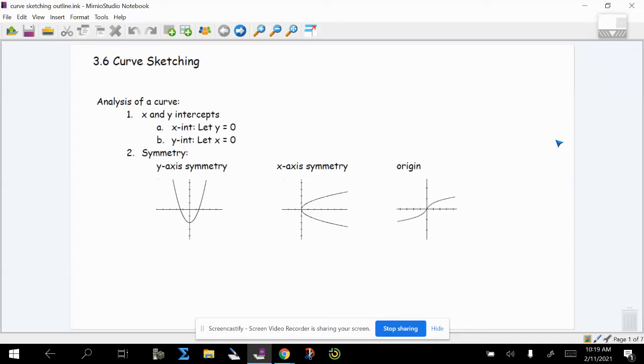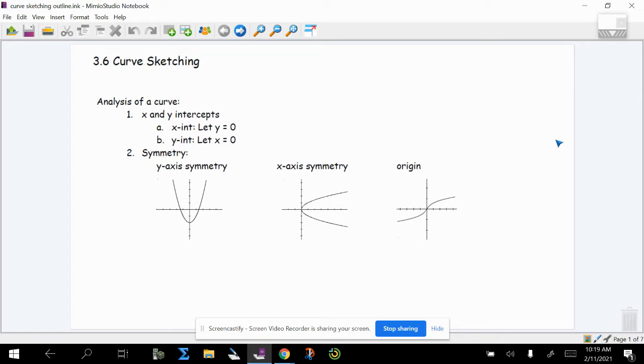3.6 is the section that culminates what we've done in this chapter with putting it all together. Now that we've looked at the original function, the first derivative, and the second derivative, we can use all those parts together to tell us the most about a curve and do something called curve sketch, which is to draw a sketch without the aid of any sort of technology.